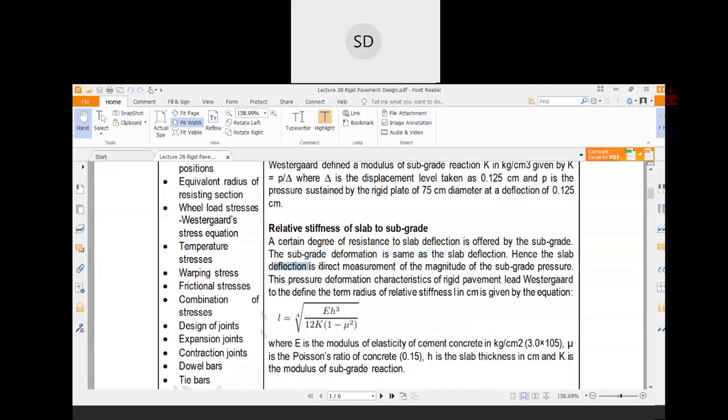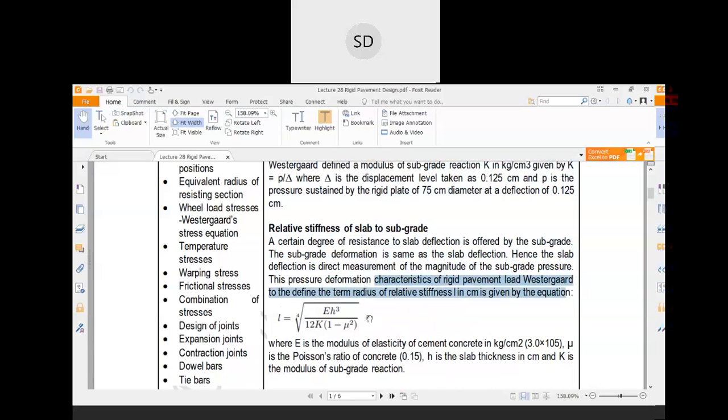Hence the slab deflection is a direct measurement of the magnitude of the subgrade pressure. As the subgrade pressure increases, deflection will be more. As the pressure decreases, the deflection would be lesser. Therefore it is called that the slab deflection is a direct measurement of the magnitude of the subgrade pressure. Now, the pressure deformation characteristic of the rigid pavement leads Westergaard to define the term radius of relative stiffness L in centimeter, and it is given by this equation.